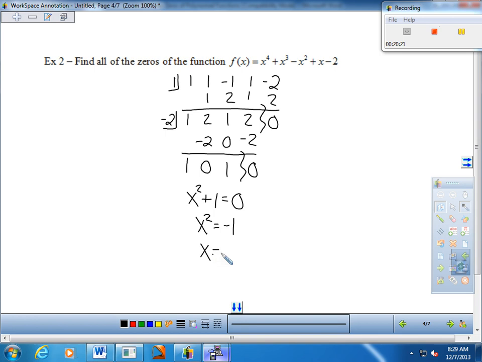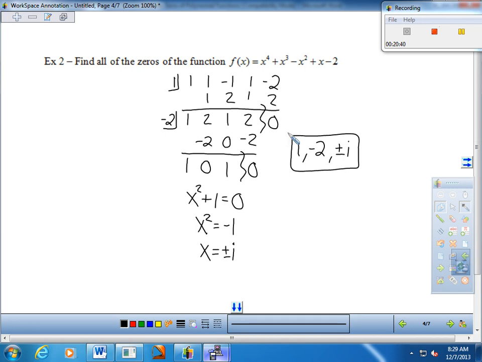So square root both sides, and I hope you'd all think of that as plus or minus i. So square root of negative 1 is i. Don't forget to take both roots though. And so as a result, zeros of this function look to be 1, negative 2, and there are our imaginaries showing up as conjugates of one another.